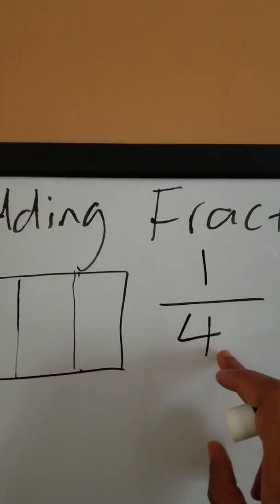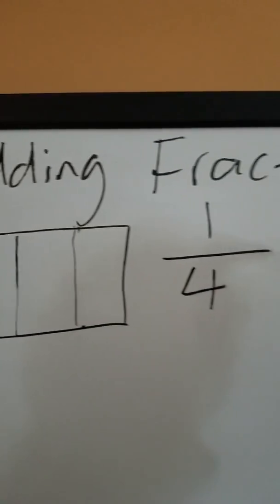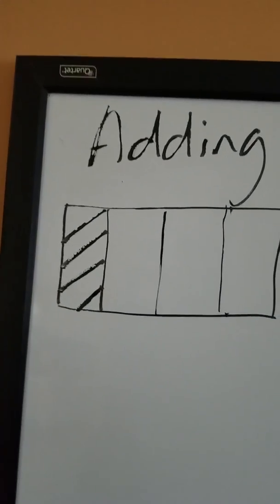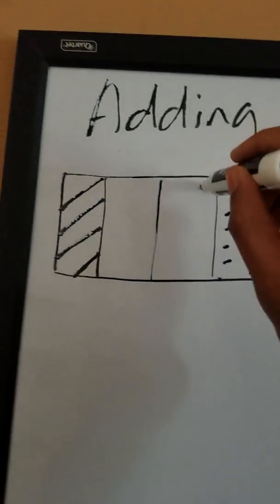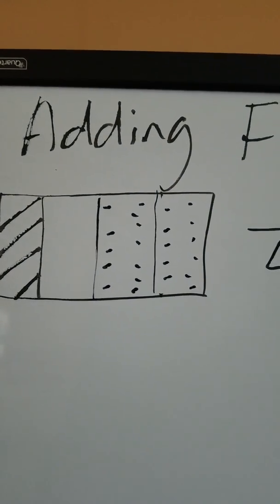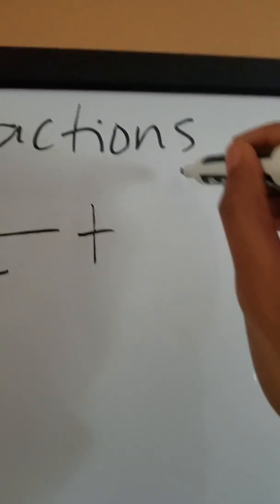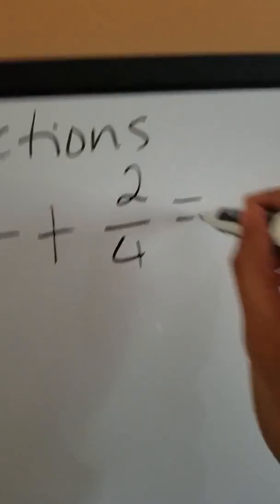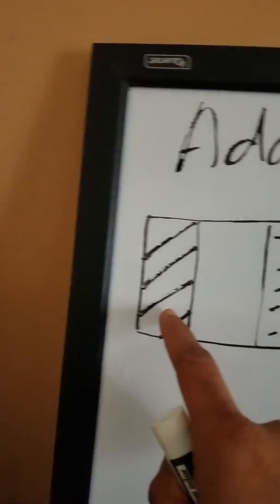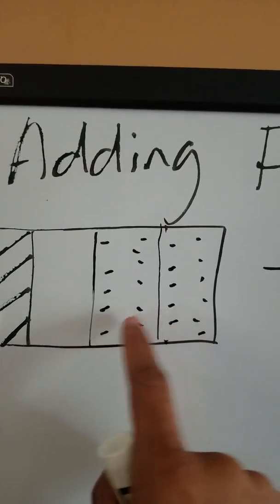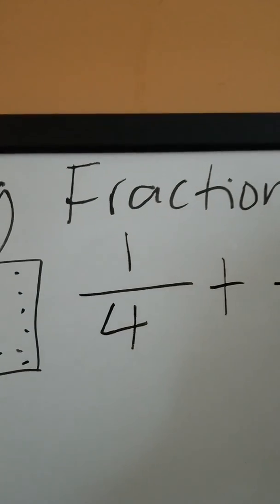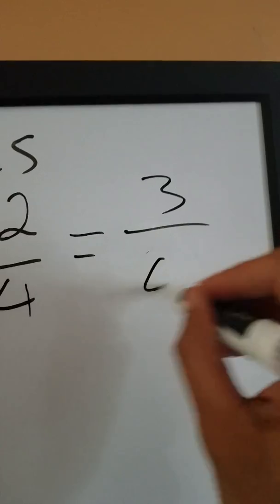What if I wanted to add that 1/4 to, let's say, 2/4 of the candy bar? Then I would have 2 out of 4 over here. What would my answer be? Well, it would be the 1 of the 4 that I chose, and the additional 2 of the 4, which would make it 3, but of the 4.